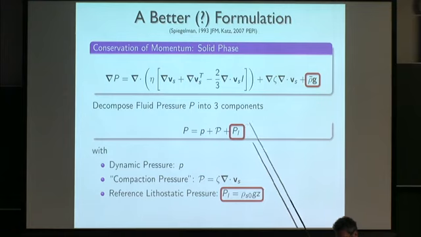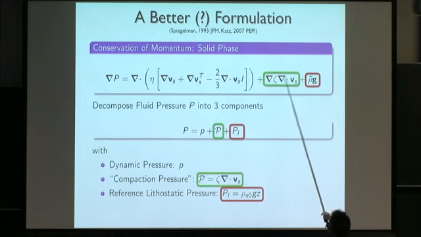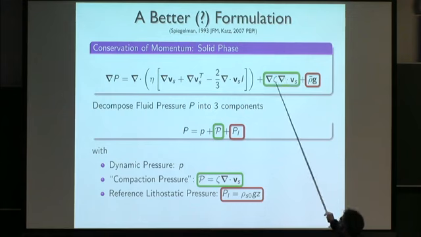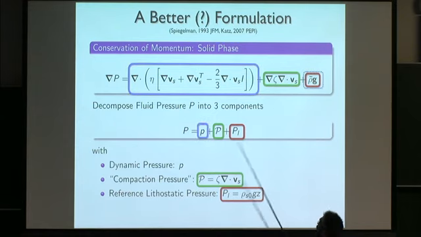The really important one for me is this one, okay, which I'm going to call the compaction pressure. And it's basically this combination of the divergence of the solid field times the bulk viscosity. Okay, that is a pressure, and in fact, this is exactly the gradient of that. Okay, and the last part, little p here, is the dynamic pressure, and that's just going to accommodate everything else that I haven't picked up yet.